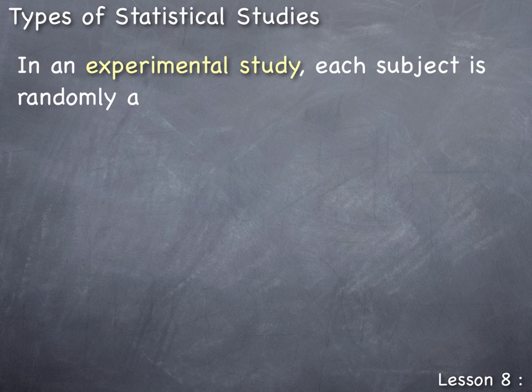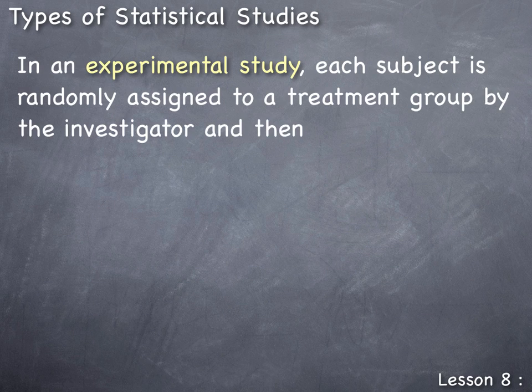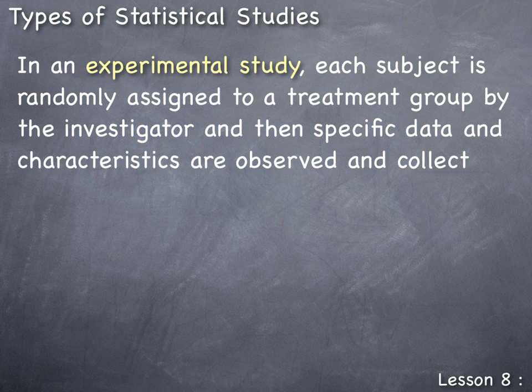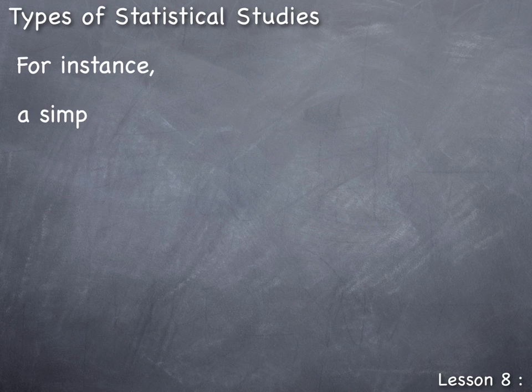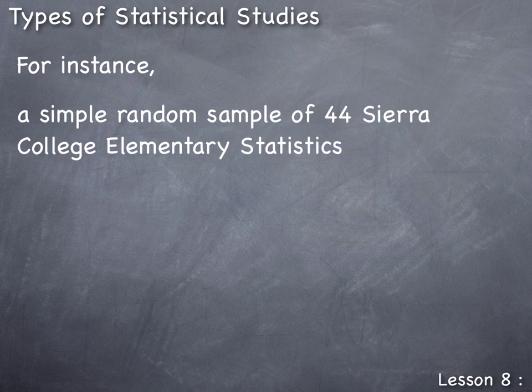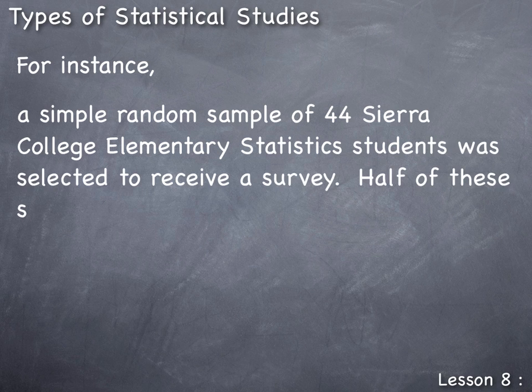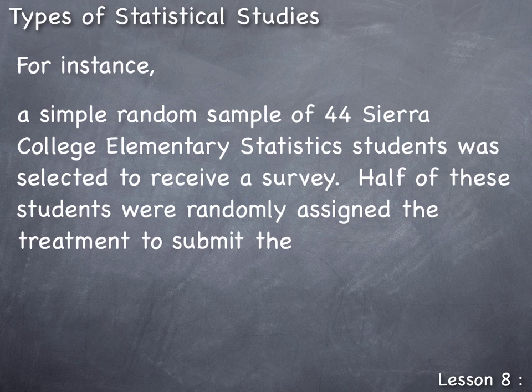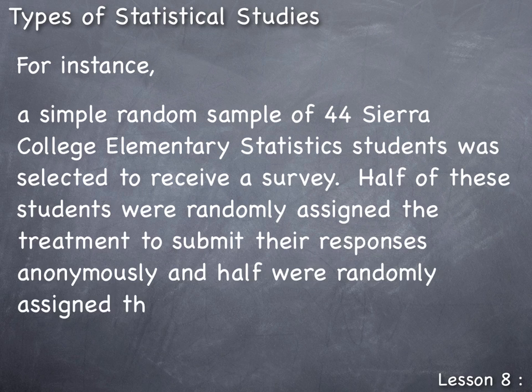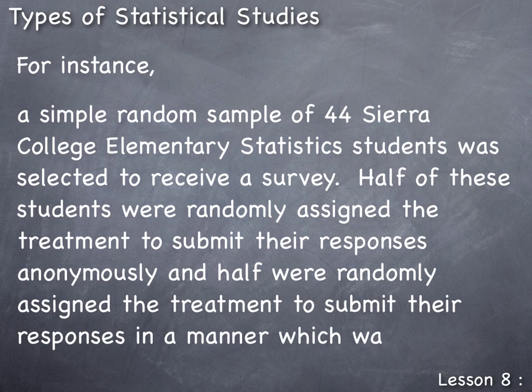In an experimental study, each subject is randomly assigned to a treatment group by the investigator, and then specific data and characteristics are observed and collected. For instance, a simple random sample of 44 Sierra College elementary statistics students was selected to receive a survey. Half of these students were randomly assigned to the treatment to submit their responses anonymously, and half were randomly assigned to the treatment to submit their responses in a manner which was not anonymous.